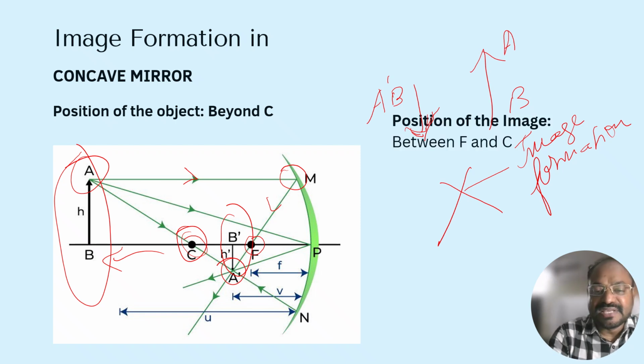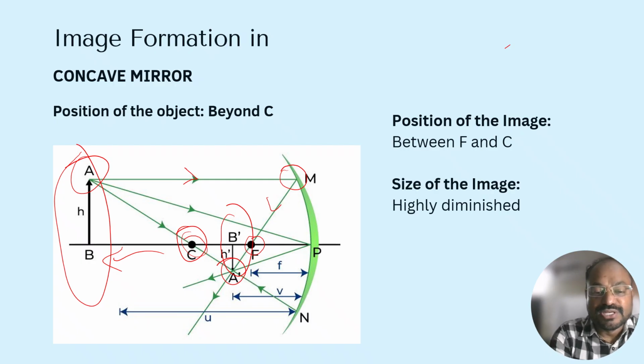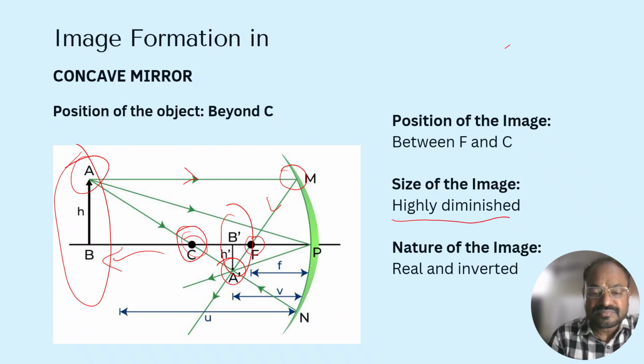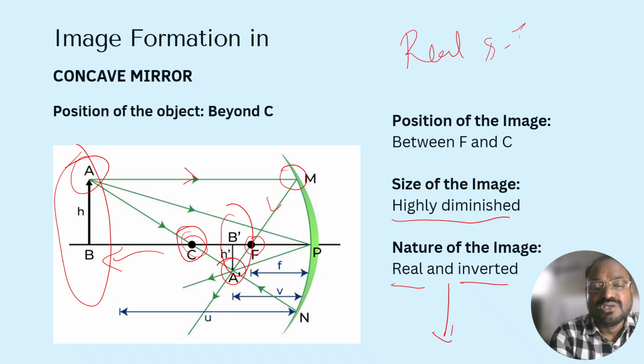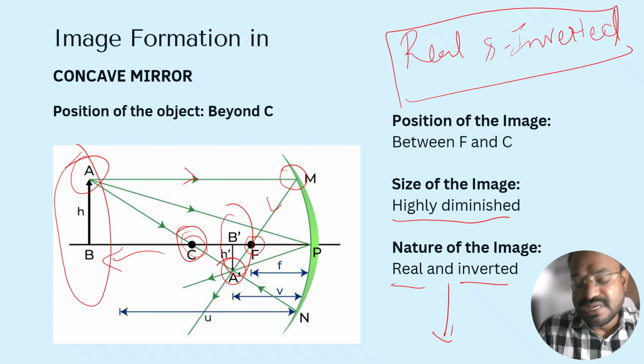The position of the image is between F and C. And also the size is going to be a highly diminished image. Since it is in the downward direction, it is real and inverted. You should always remember, real and inverted are like twins, so both will be together. So the image is going to be real and inverted when the object is positioned beyond C.